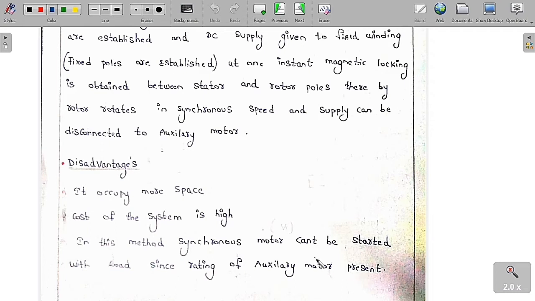So in this method, the synchronous motor can't be started with load since the auxiliary motor is present. Since the auxiliary motor itself is present, we can't keep an extra load there. But after removing the auxiliary motor, then you can keep whatever load you want on the synchronous motor. But initially you can't keep it because the auxiliary motor itself is there. This is one of the disadvantages of this method. So we can say it occupies more space, and the cost of the system is very high.